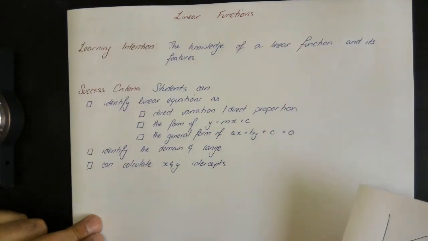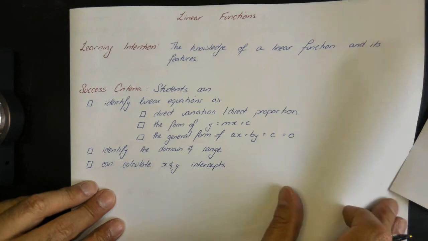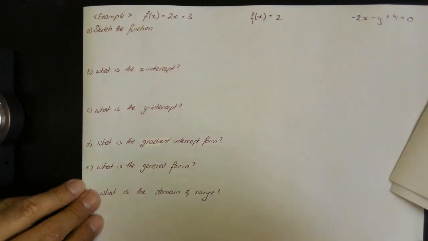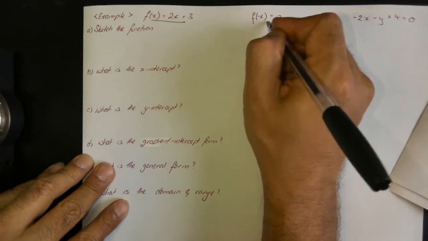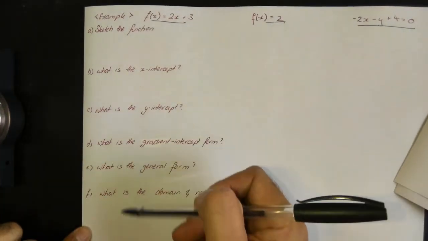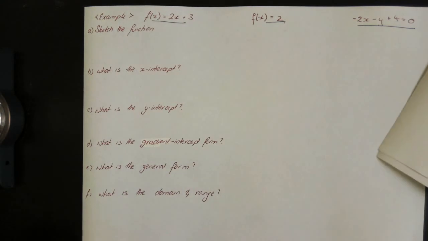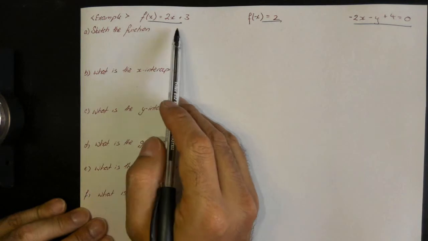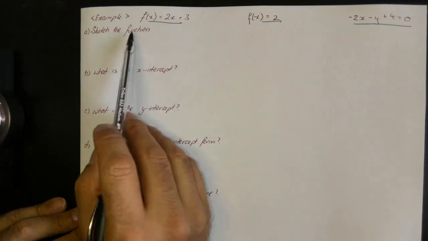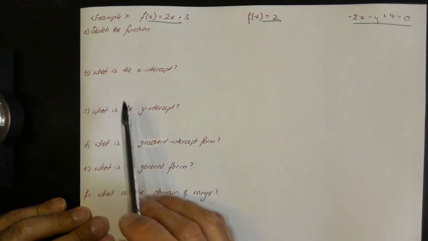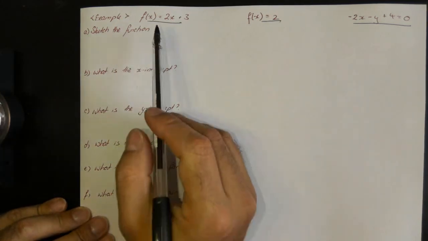All right. So let's do some examples. Okay. I've got 3 functions here. I've got 1, 2, and 3. We're going to do A, B, C, D, E, and F for each one of them, but I'll probably flip between them. So, for example, if I start with this one, f of x equals 2x plus 3, and I ask you to sketch the function, I'm going to use this stuff here to figure out how to sketch it.